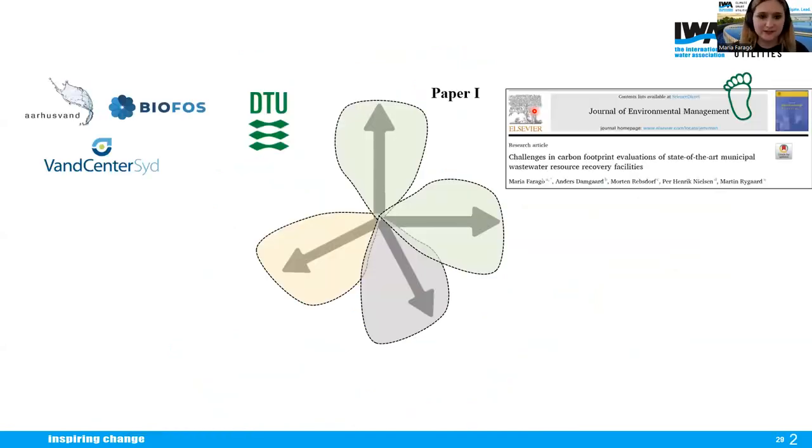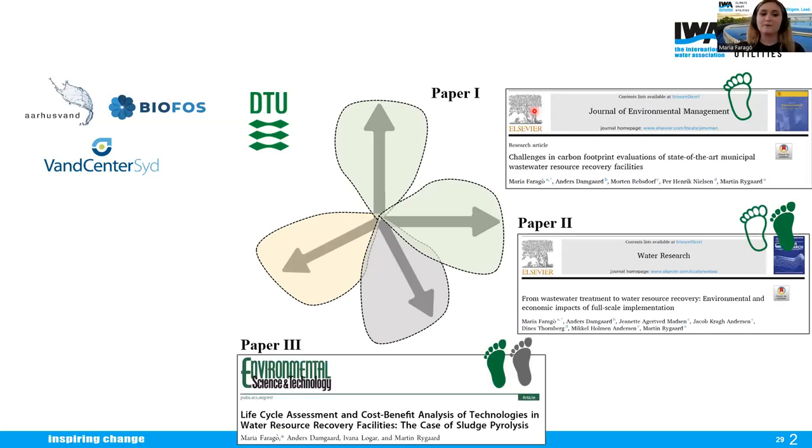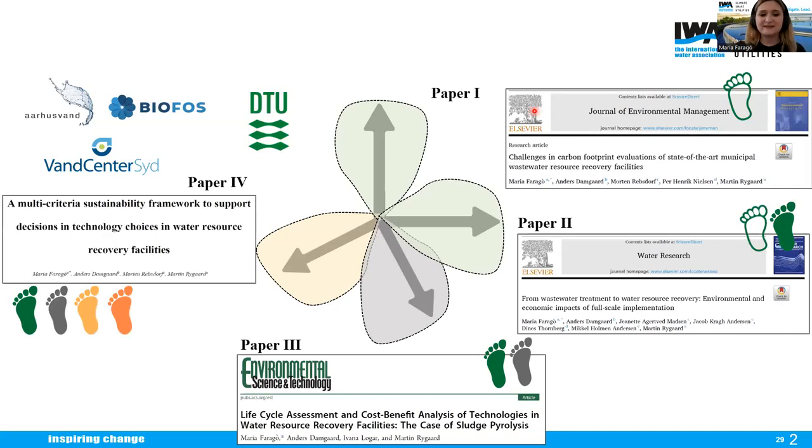And I mentioned the PhD. I also wanted to tell you that all that I'm talking about today is actually published. I have published also other papers. The first one was focused on carbon footprint. The second one that I'm talking about today is about life cycle assessment and economic assessment of water resource recovery facilities. And I also focused on sludge pyrolysis, where we combined LCA, cost, and cost-benefit analysis. And then finally, because sustainability is not only environmental sustainability, we also try to include socio-technical aspects in the evaluation of water resource recovery facilities.